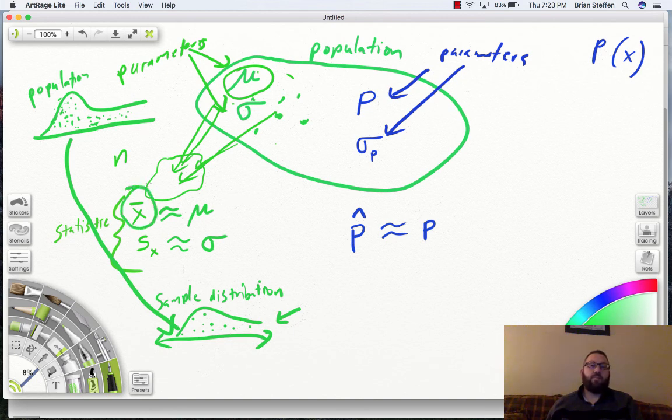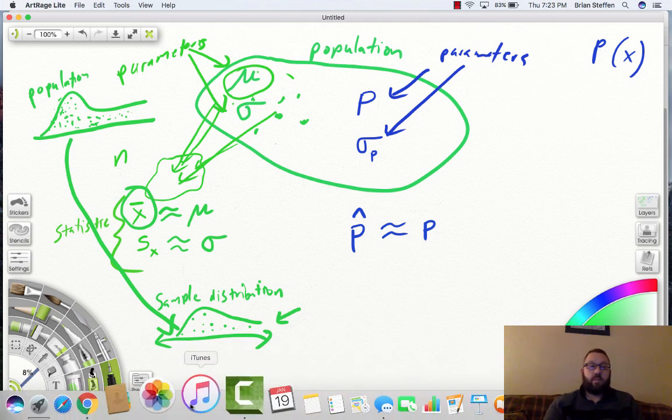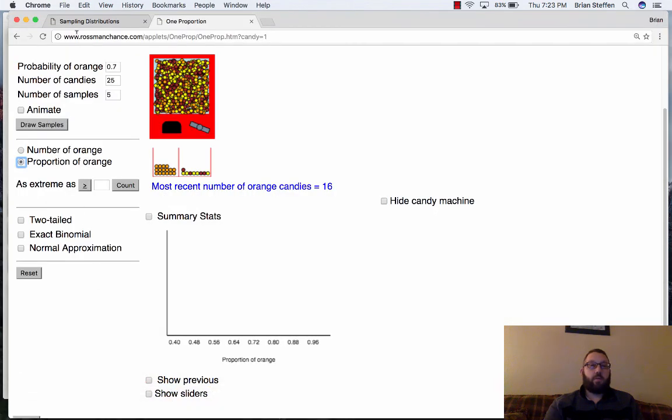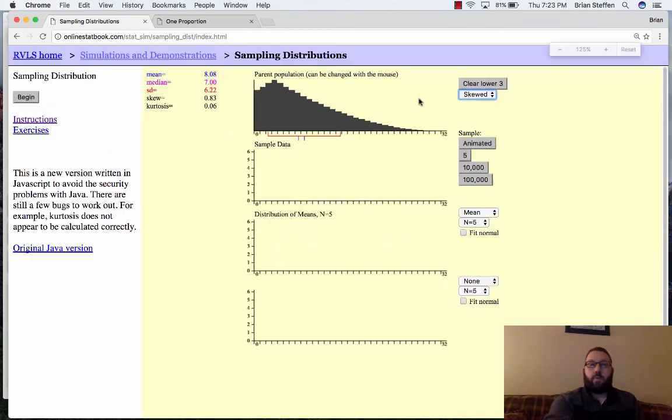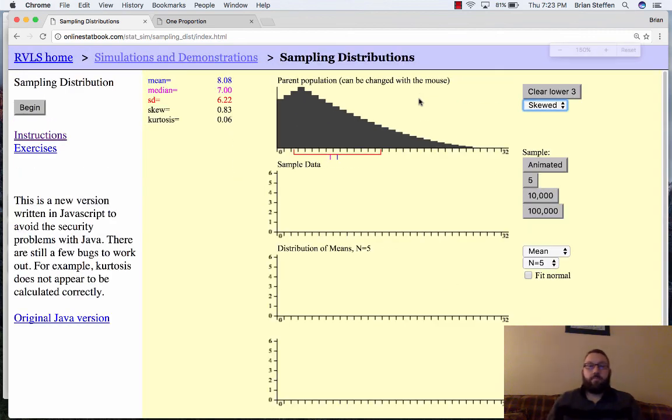So let's say I take a sample of size n, find the average and plot that, and do that repeatedly. Instead of me doing it like this, I'm going to go to here. So I'm going to start with this skewed right distribution. Let's make that a little bit bigger. All right, so I've got this skewed right distribution right here. This skewed right distribution is my parent population. It's the population values.